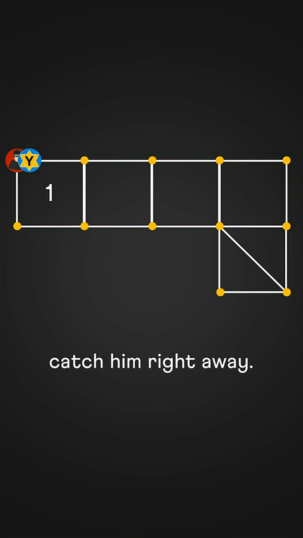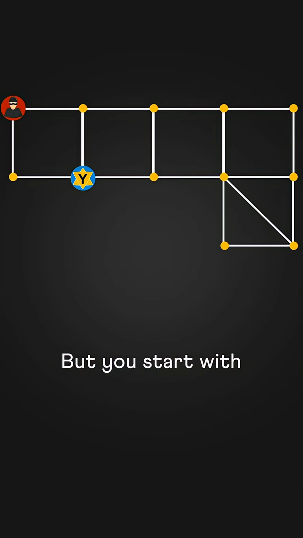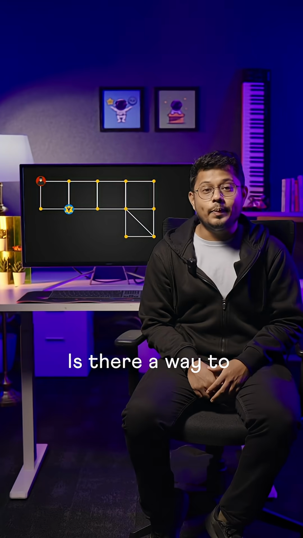One step gap, catch him right away. Three steps, reduce the gap to one and catch him. So an odd gap works, but you start with an even two-step gap. Is there a way to make it odd?